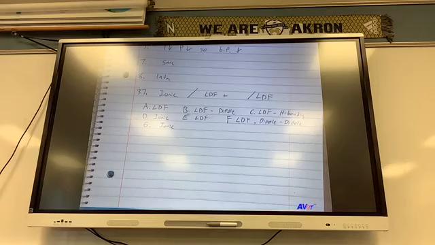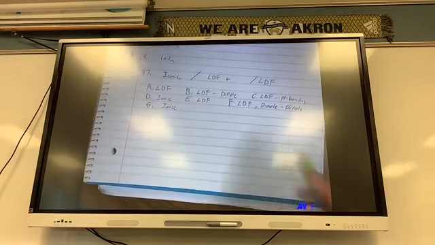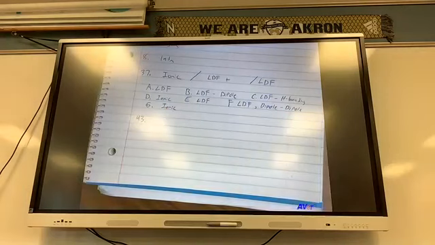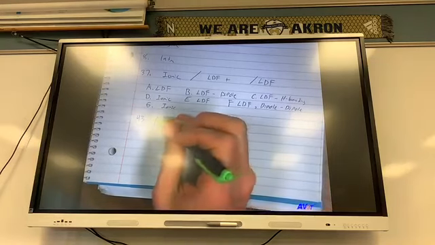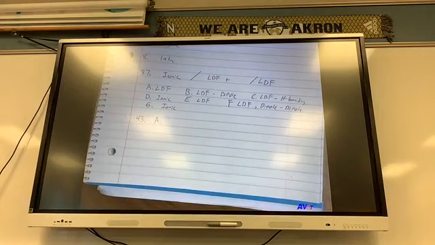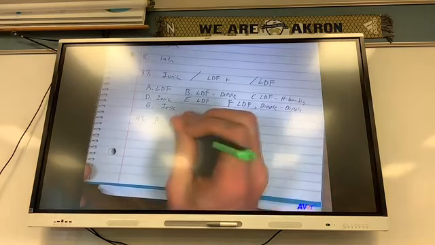Now we go over 43. Basically it's kind of the same thing, but now we're talking about which one has certain properties. 43A says which one has the highest boiling point. So I'm looking for the strongest intermolecular forces. Agreed? Okay, so this is going to be HBr.